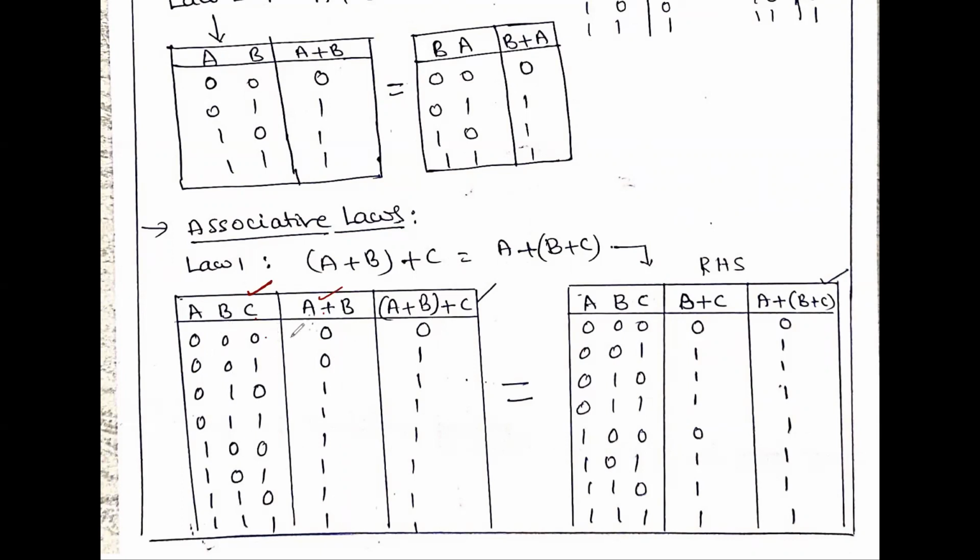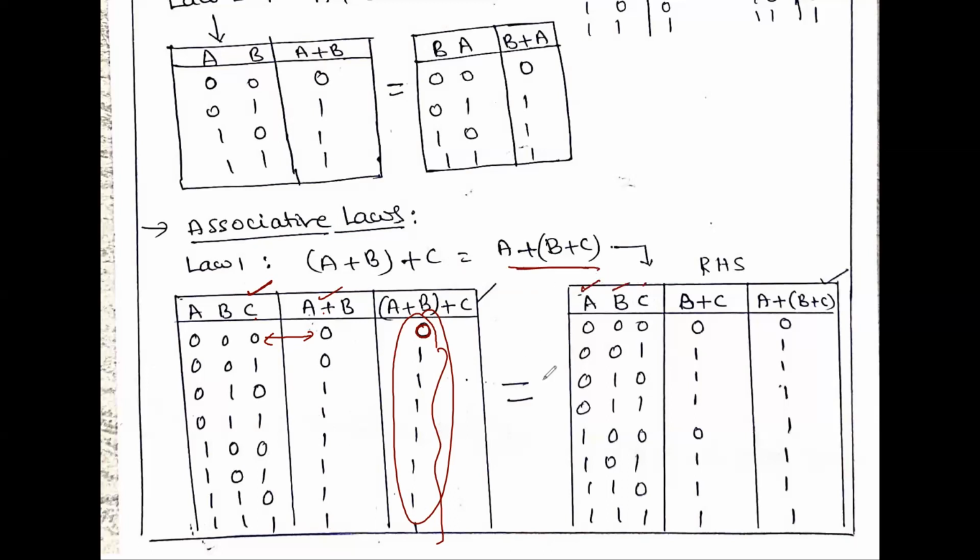Now again, if both inputs are 0, then only the output will be 0 according to the OR operator. Now remaining all combinations have at least one 1. That's why the output will be 1. So the final answer for the LHS part is this one. In the same way, for the RHS part also the same.